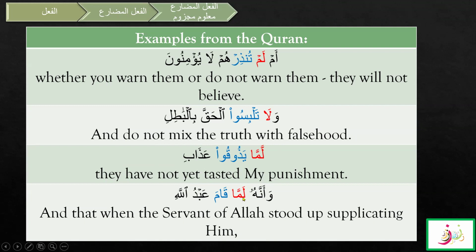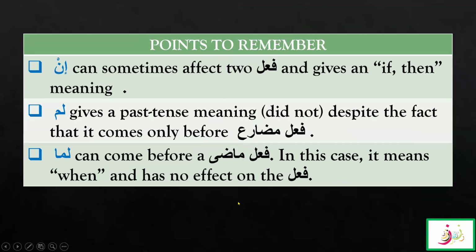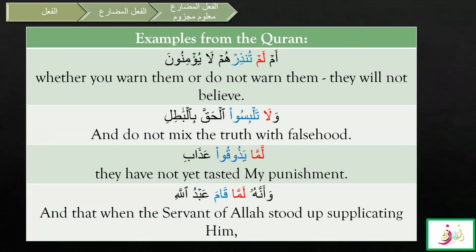My punishment. "Wa annahu lamma qama abdullahi": and that when the servant of Allah stood up supplicating Him. Lamma qama. Here you can see this is the past tense, fi'l madi, and it is not affected by lamma. As we learned, lamma can come before a fi'l madi, but it has no effect on the fi'l. So here you can see qama remains in its original form because it is mabni on the fatha. And that when the servant of Allah stood up, you can see it is the past tense.